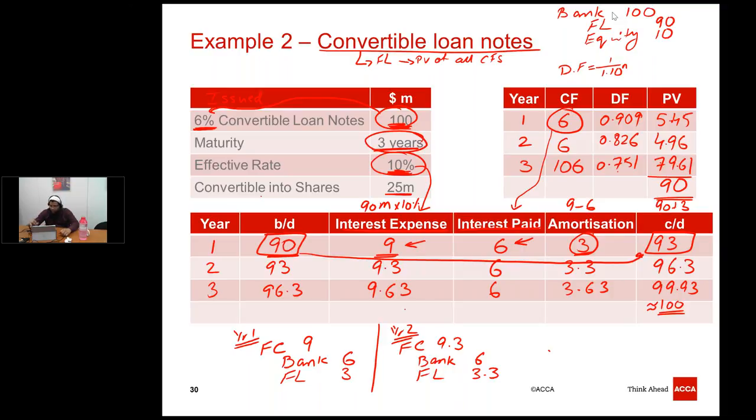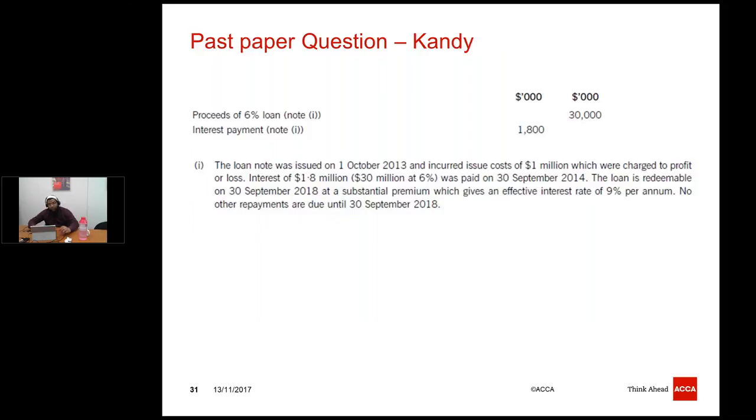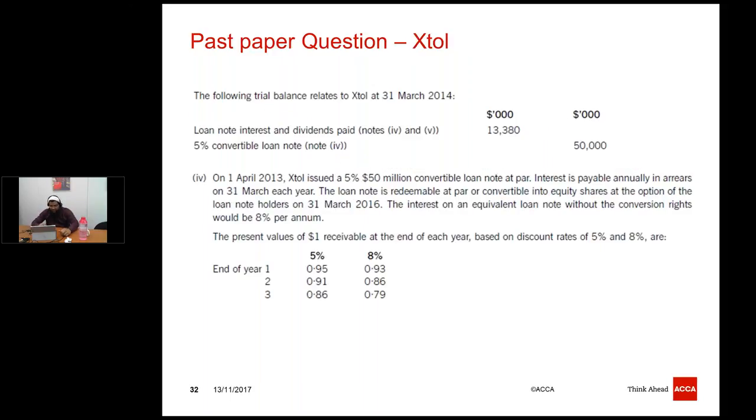Okay, so we have completed IFRS 9 now. You have to try this question on your own, and then we will be discussing it in tomorrow's session. You have to try this at home, and then we will be discussing in tomorrow's session the question of Candy and the question of Extol. Try this at home.